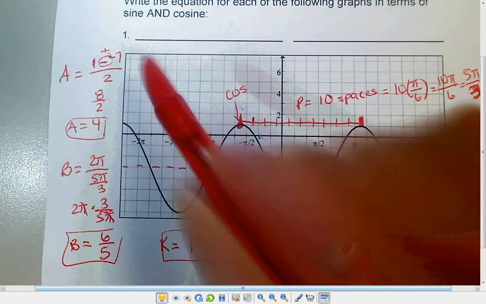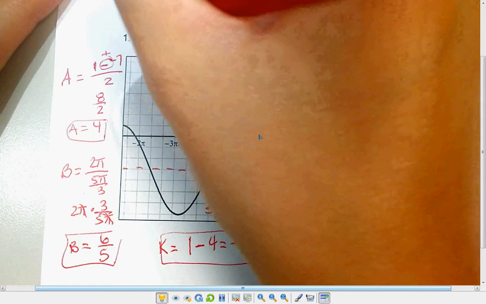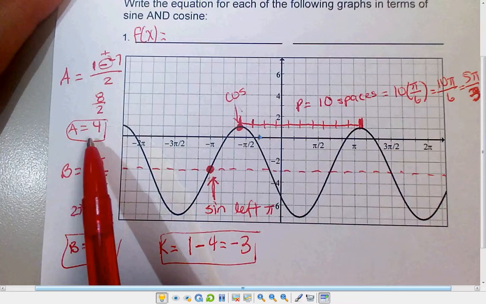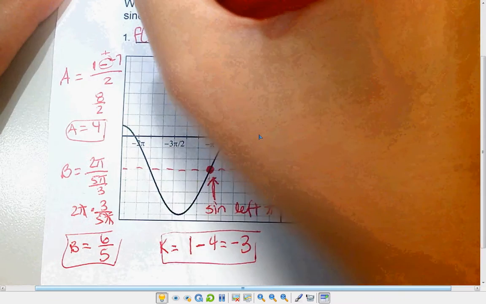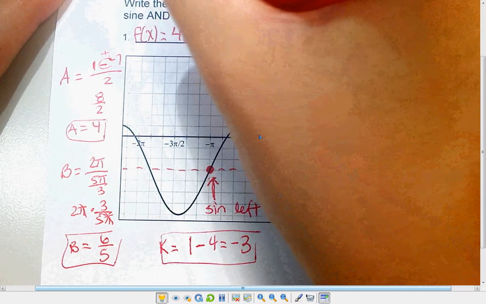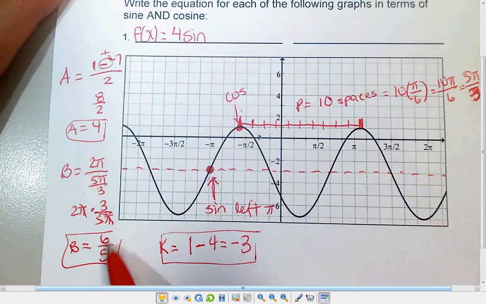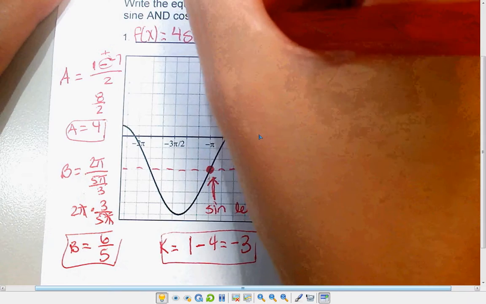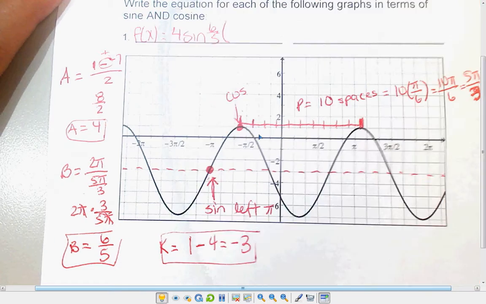So let's use this to write our equation. I know f of x is equal to, my amplitude is 4, so 4 goes in front. This is my sine function. B is the value that goes in front of the x. So this is 6/5. That's your b value.